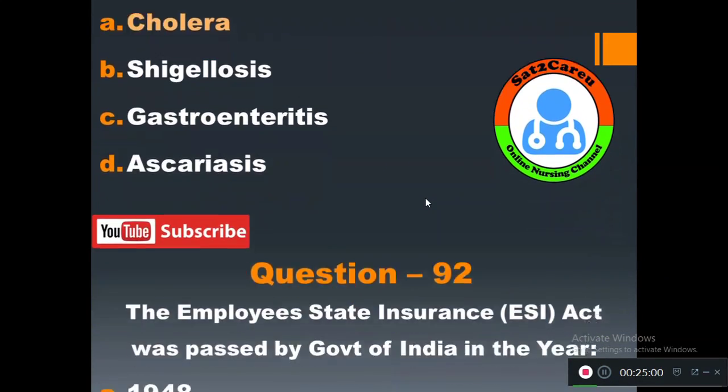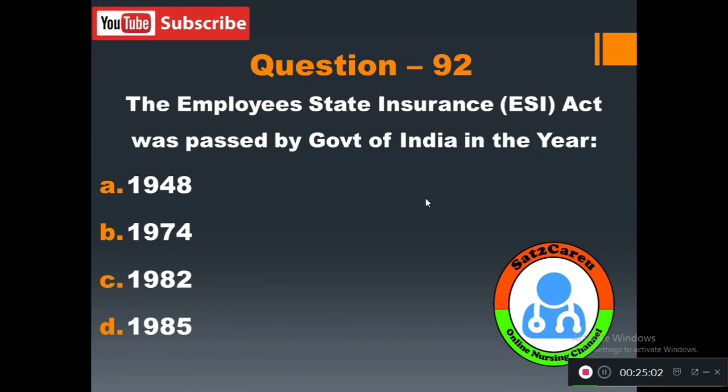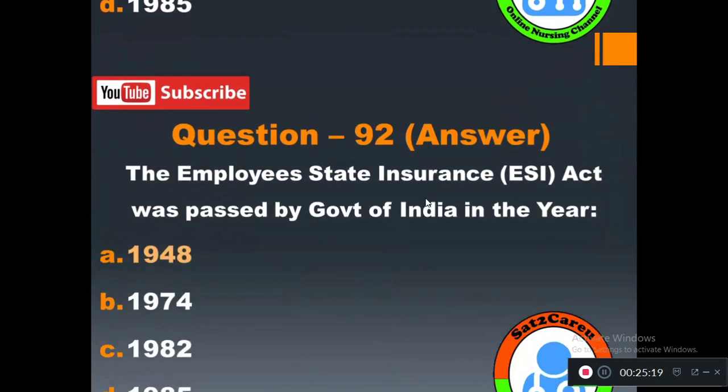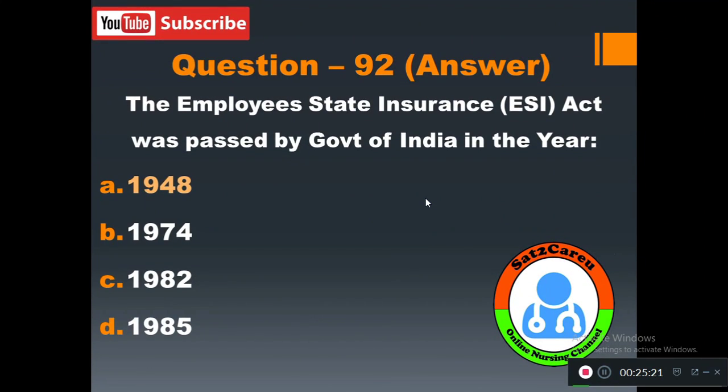Question number 92. The Employee State Insurance (ESI) Act was passed by the Government of India in the year: option A, 1948; B, 1974; C, 1982; and D, 1985. The ESI Act was passed by the Government of India in the year 1948.